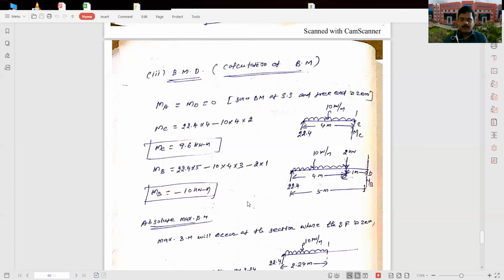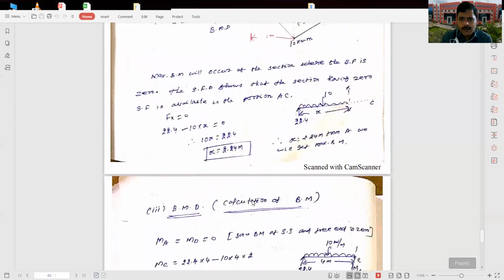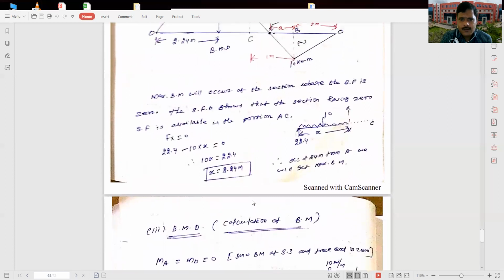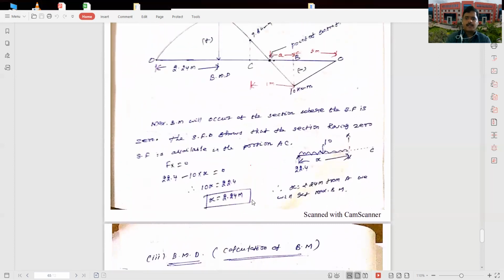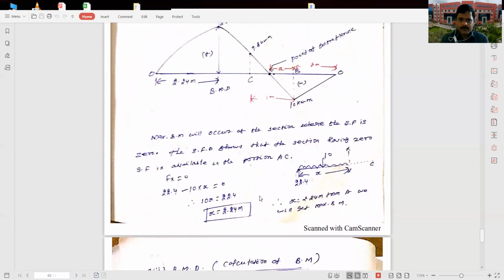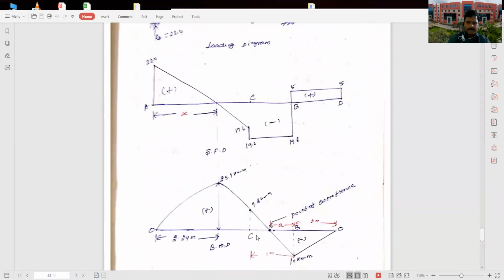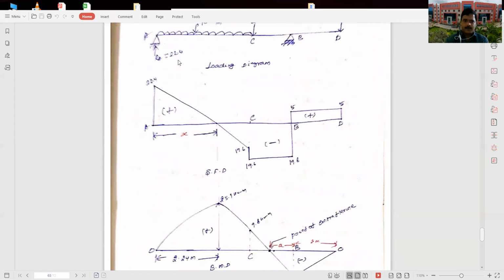So you have to know where the maximum bending moment will occur. Where the maximum bending moment will occur, here you can see at point A, the bending moment is 0 because it is simply supported. At point D, free end, therefore here also 0.